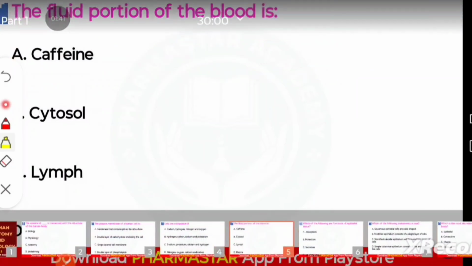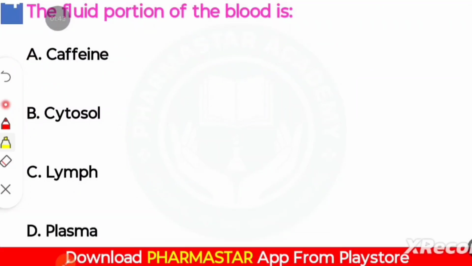Next question. The fluid portion of the blood is option A caffeine, B cytosol, C lymph, D plasma. The correct answer is option D, plasma. The fluid portion of the blood is plasma.